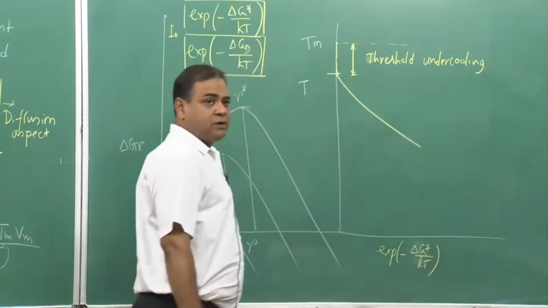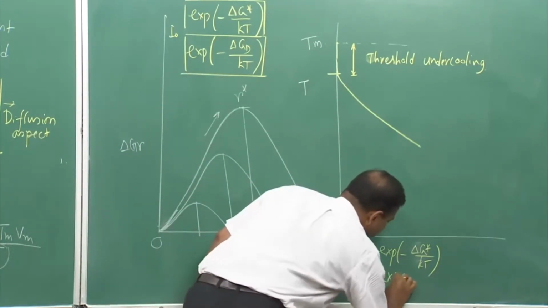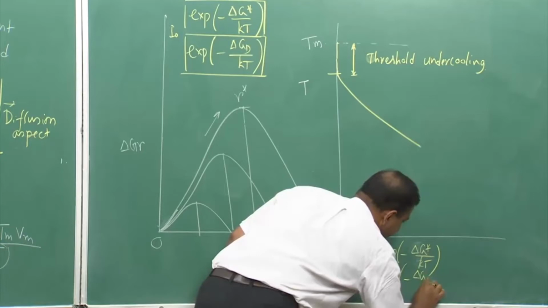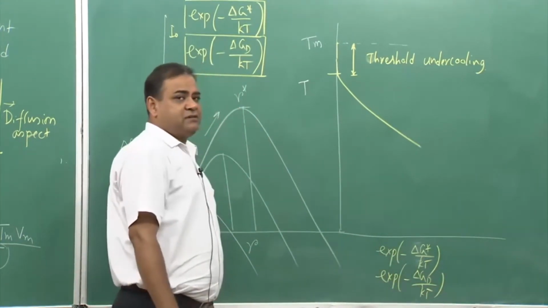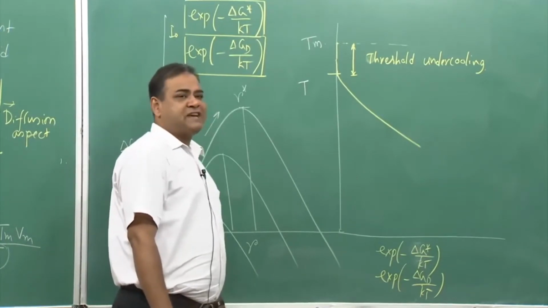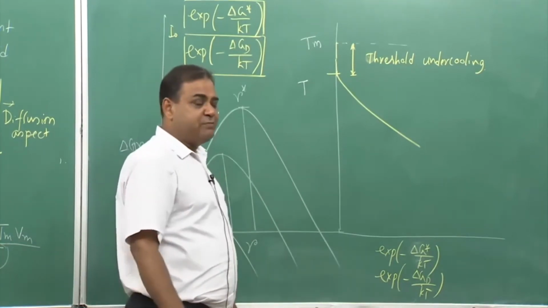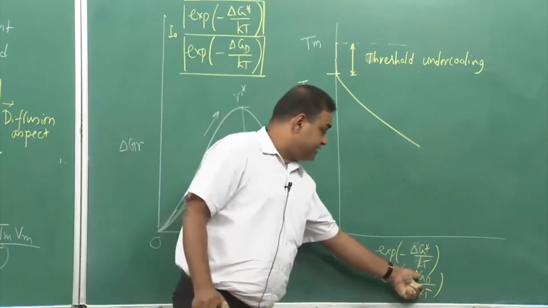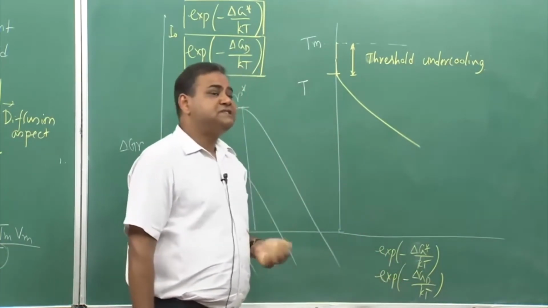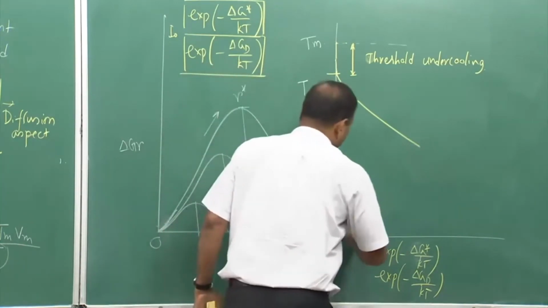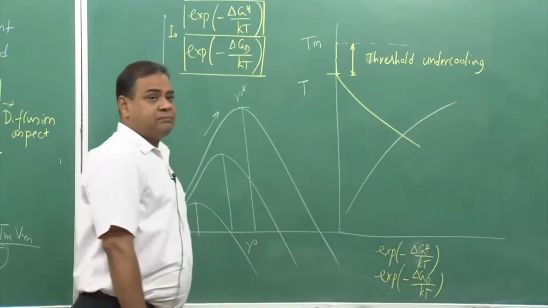Threshold undercooling. Now, if we consider the second term, exponential minus delta G d by kT. As we increase temperature, I have more and more excitation of atoms. The atom can move easily. So that means this particular barrier term would decrease gradually with the increase in temperature. So that term would always increase, it is always increasing. Okay.